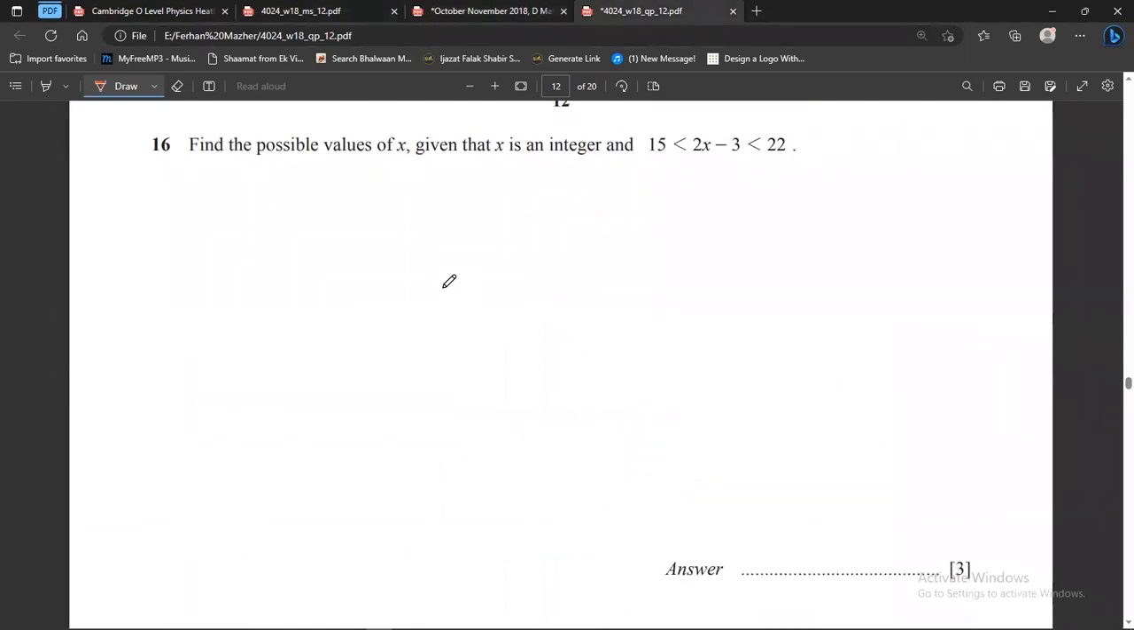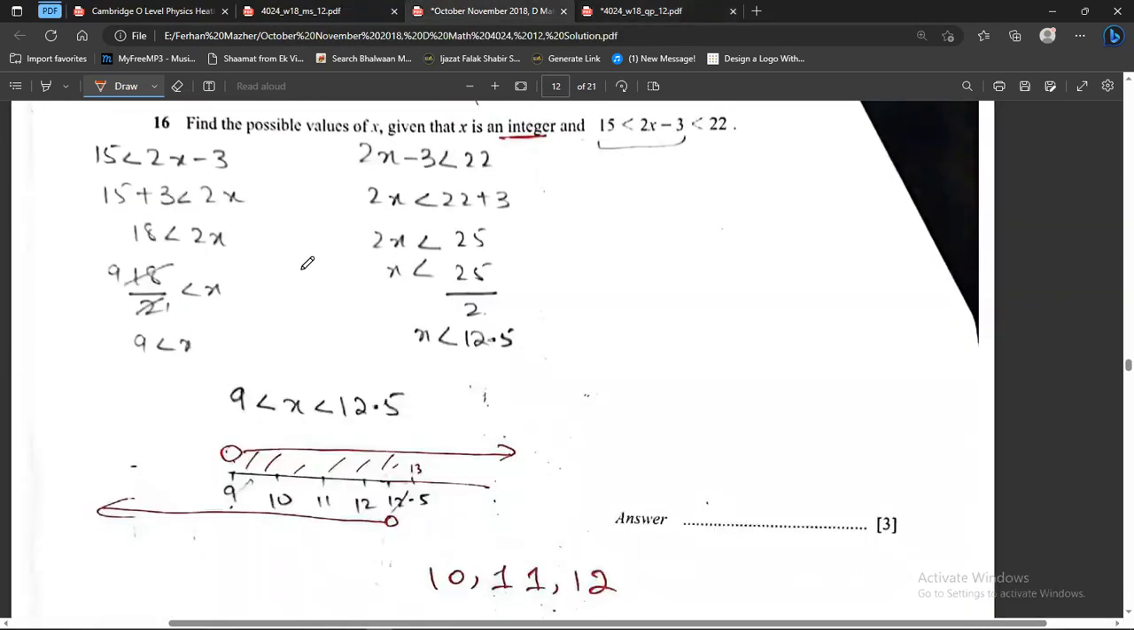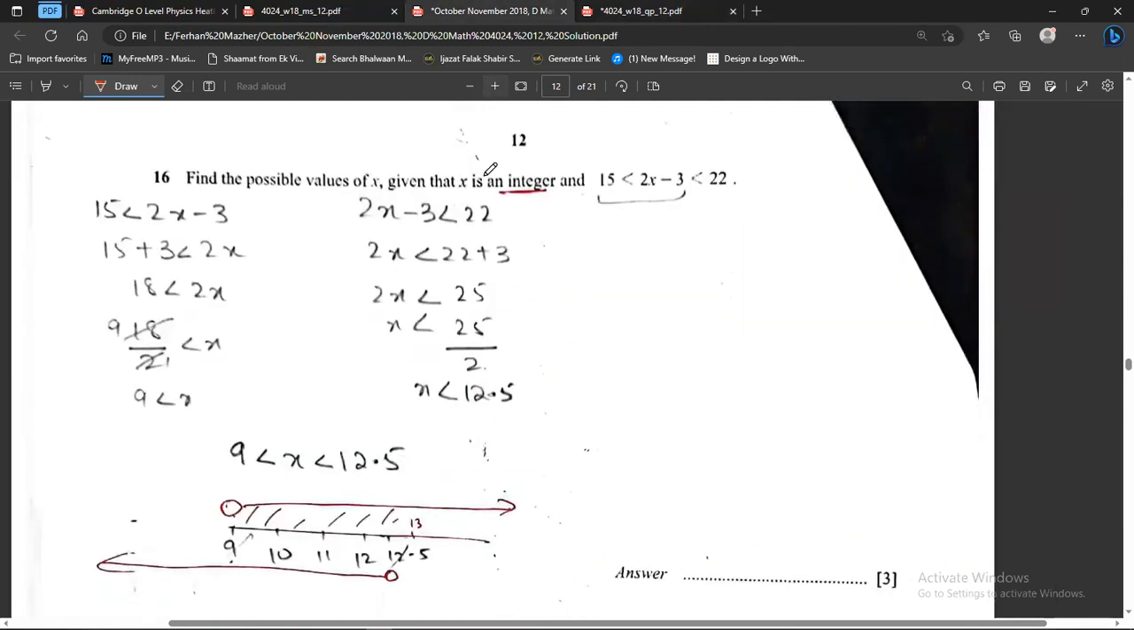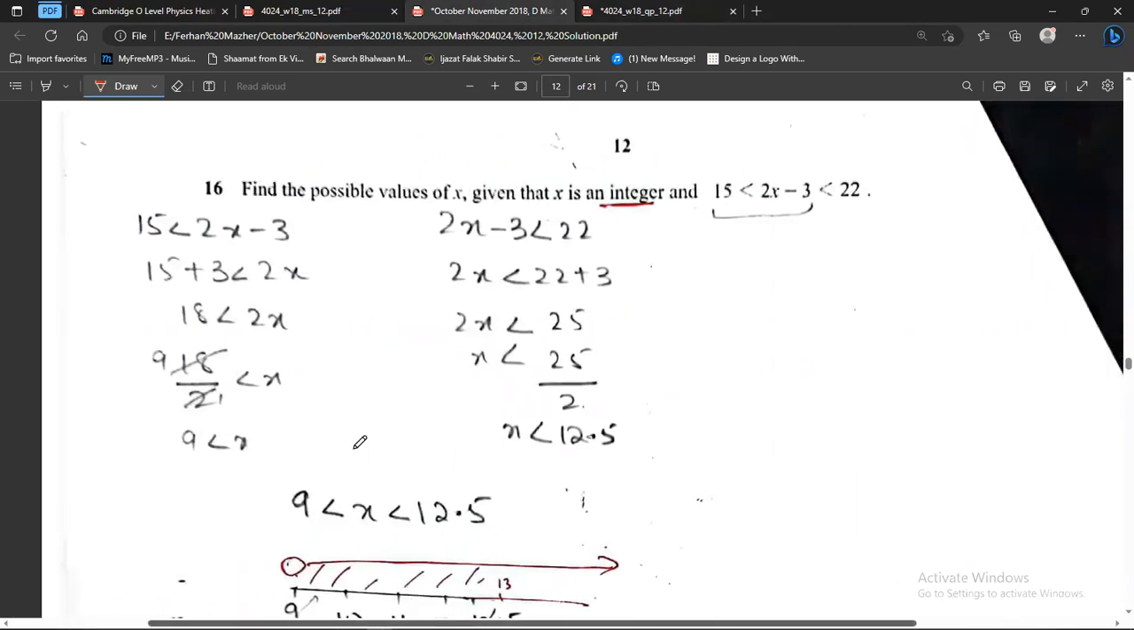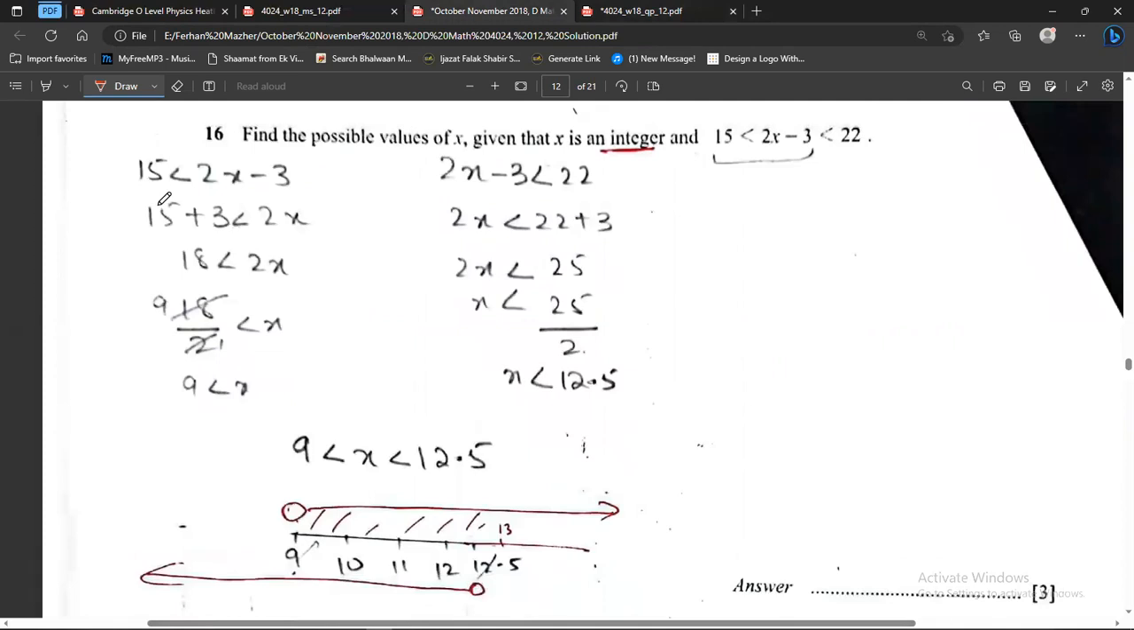Question number 16. Find the possible values of x given that x is an integer. First I will solve this portion, then I will solve the other portion, and then I will draw it on the grid and we will see the solution. So 5 is less than 2x minus 3. 5 plus 3 is less than 2x. So 8 is less than 2x. So 4 is less than x. In other words, x is more than 4.